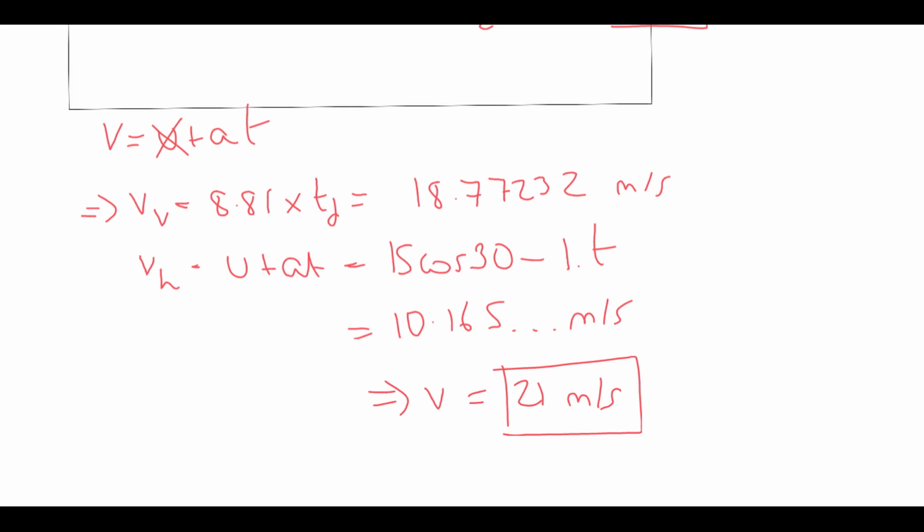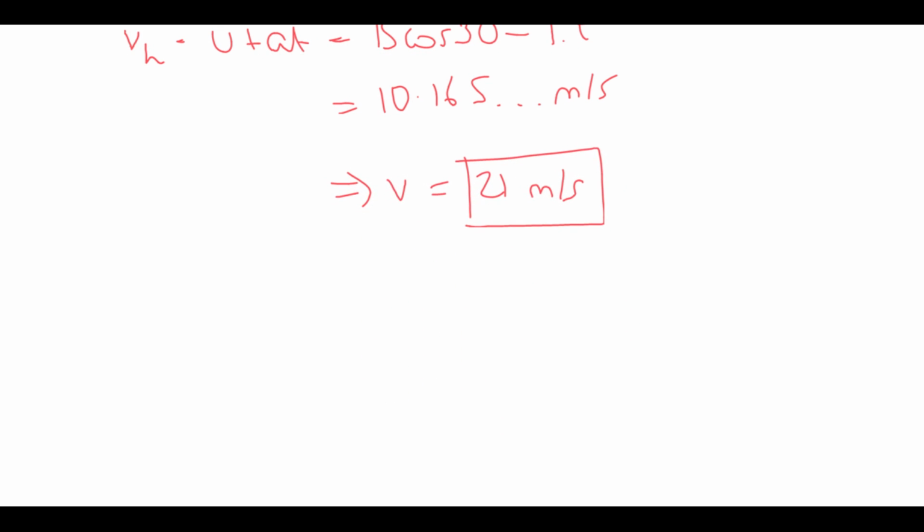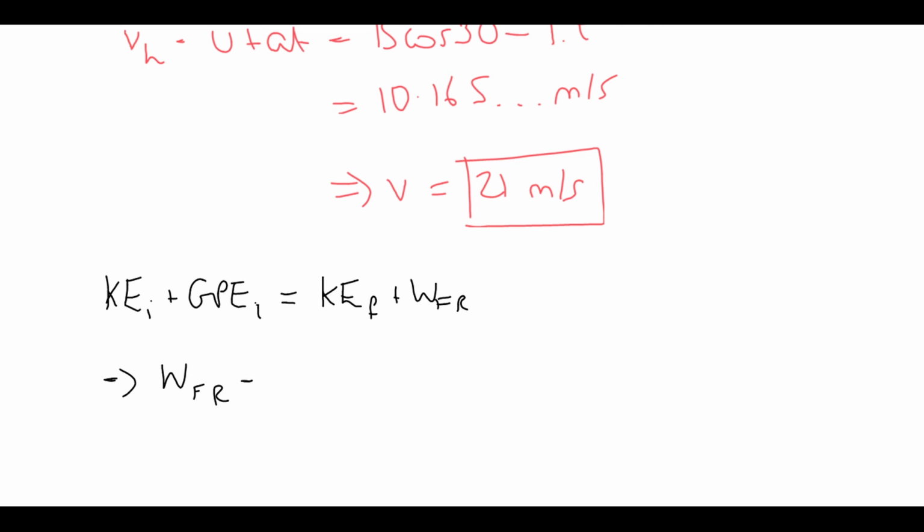So the last question asked, calculate the work done against air resistance during the flight. So let's think about the conservation of energy equation. Initially it had some kinetic energy and GPE, and then finally it would just have some kinetic energy and some work done against friction. So for the work done against friction, we can take these terms out.